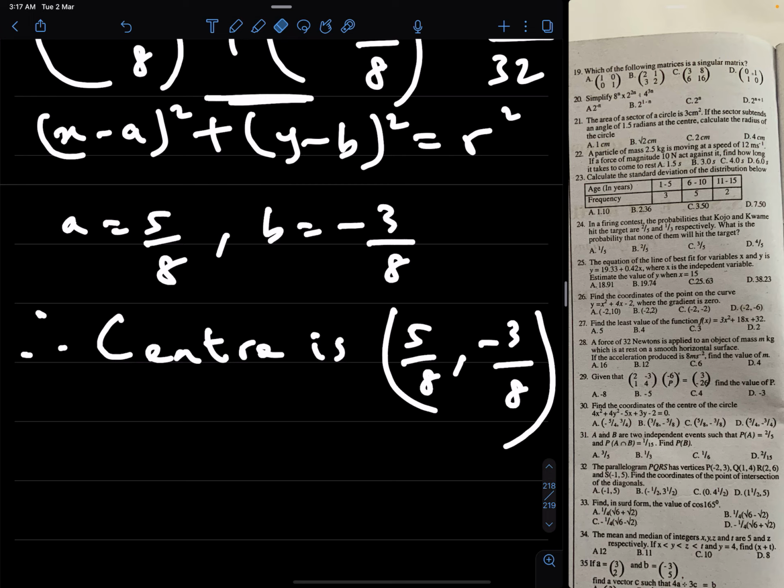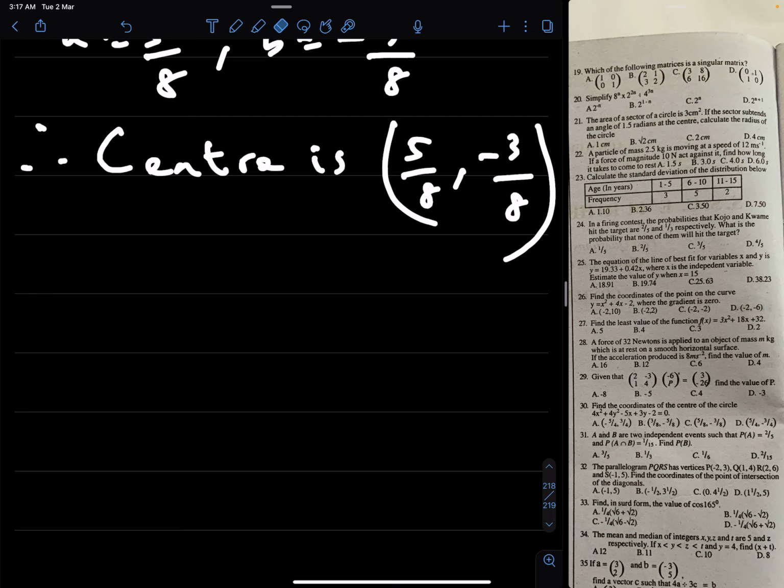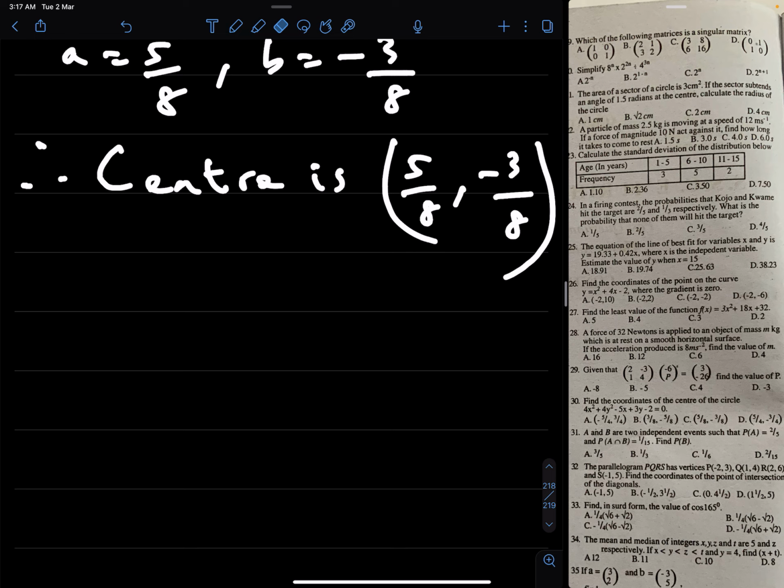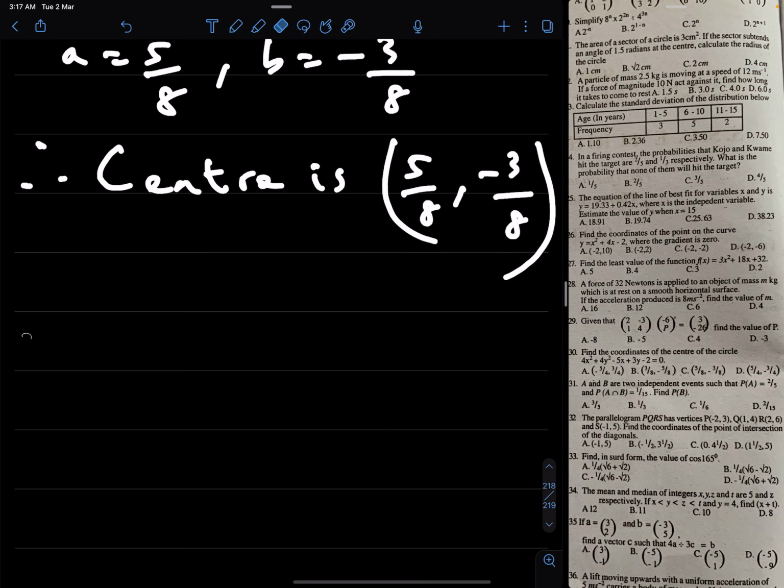That took a bit of time, but it was to make sure that we didn't make any mistake and we got it right. And now to the next, I think the correct option is 5 over 8, minus 3 over 8. Yeah, the correct option is C. Now to number 31.